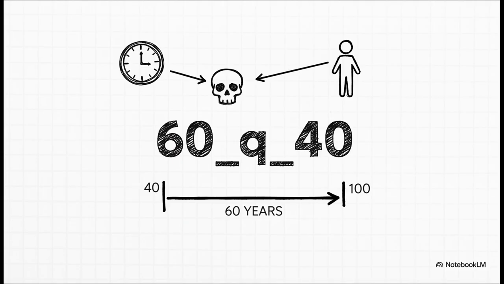60_q_40. It looks a little weird, but it's simple. The 40 at the bottom, that's your current age. The 60 up top is the time period we're looking at in years. And the q stands for the probability of dying. So this whole thing just means, what's the probability that a 40-year-old dies within the next 60 years? Or, put another way, before they turn 100.